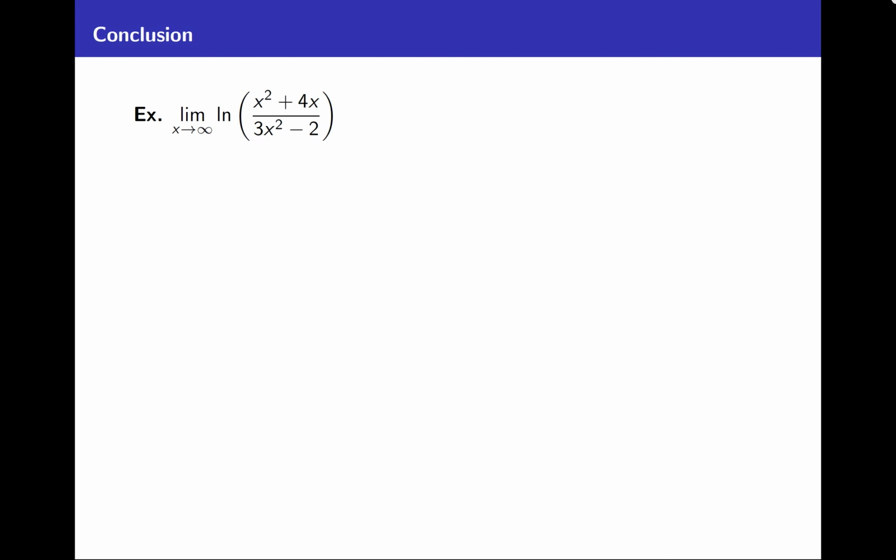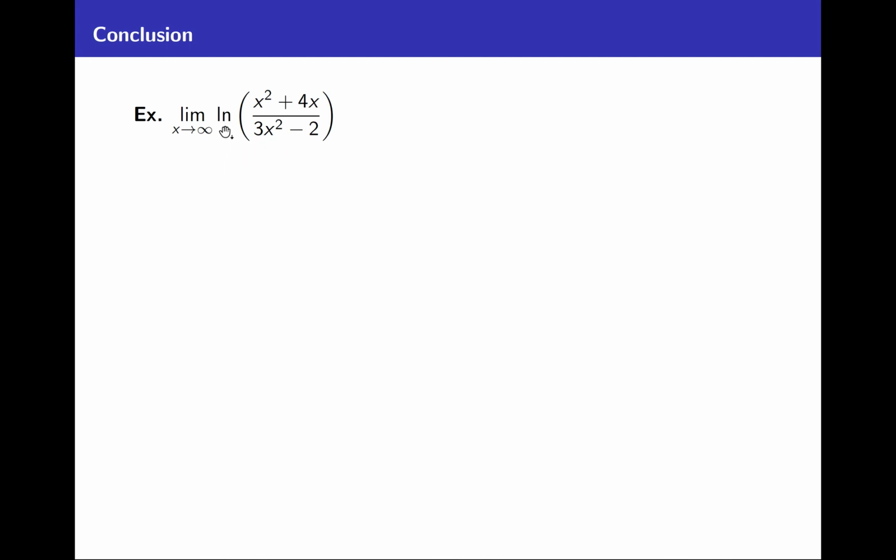We'll conclude with a couple of other examples. Think about the limit as x goes to infinity of ln of (x squared plus 4x) over (3x squared minus 2). Looks kind of like the limit as x goes to infinity of a rational function, except you have this ln with a rational function plugged into it.